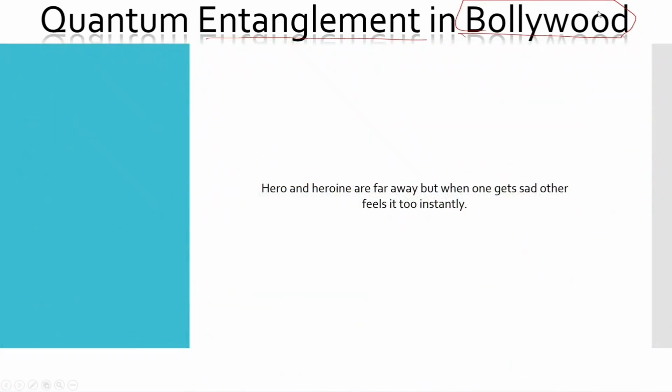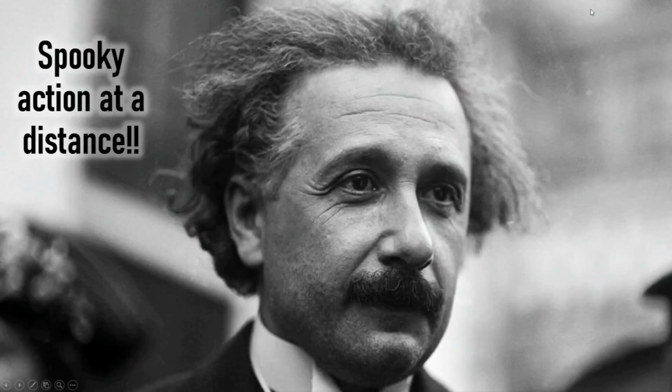Anyway, coming back to the subject. This is the same thing that I've written. One gets sad, the other gets sad. So Einstein described entanglement as spooky action at a distance. So let's see what happened here.